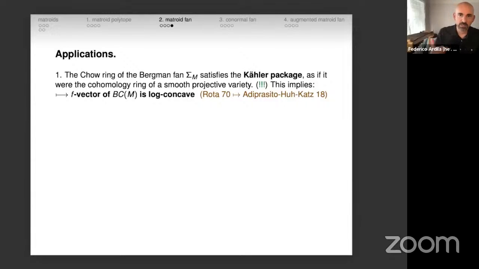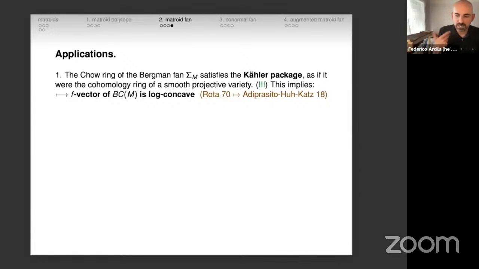And remarkably, it turns out that this Chow ring satisfies the Kähler package. So this is Poincaré duality, hard Lefschetz, and the Hodge-Riemann relations. In some sense, it doesn't have the right to have this property. This is a property that holds for cohomology rings of smooth projective varieties. And this combinatorially defined ring has these properties, but that's extremely surprising, and it's not easy to prove.